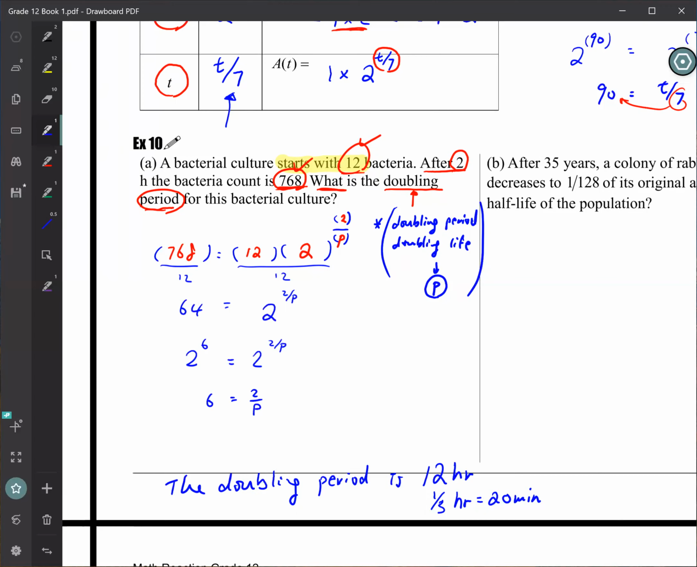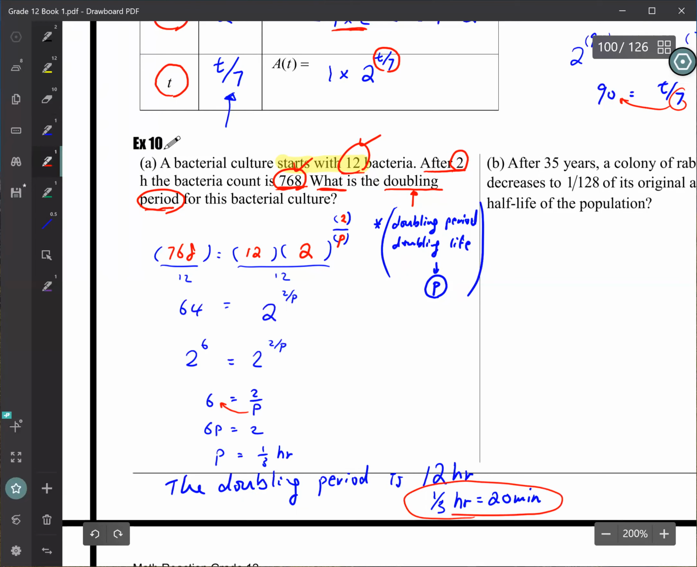Yeah, okay. So when you do the solving, because this time p is in the denominator, if you cross multiply, it will be 6p equal to 2, and then you solve for p, it will be 1/3. And 1/3, remember, is 1/3 hours, which will give you 20 minutes, right? You can answer in either way. They mean the same thing. Just make sure you show the proper units, okay?